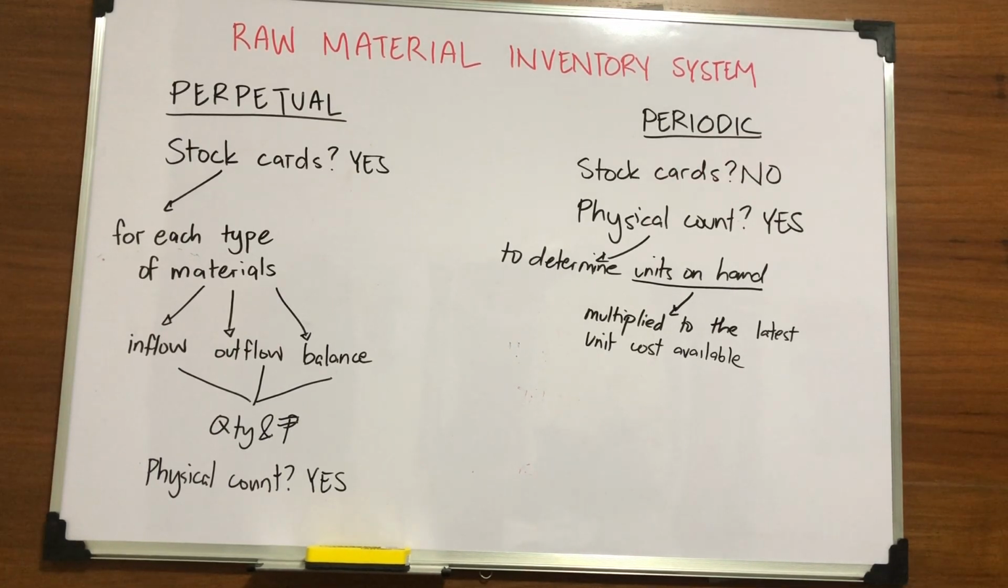For your periodic, you do not maintain stock cards here. The only way you know the balance of your raw material inventory is through a physical count to determine the units on hand. You determine the value of the units on hand by multiplying by the latest unit cost available. Also, note that under this method, the cost of materials issued is not directly determined. It is indirectly computed by deducting the remaining inventory in hand from the total available for use.